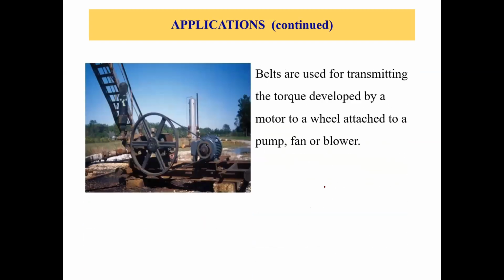Something about belts. We have so many belts in our car, right? We have a timing belt, and other kinds of belts. Belts are used for transmitting the torque developed by a motor to a wheel attached to a pump, fan, or blower. In this picture, you can see that this belt is going like this, and it is transmitting the torque developed by this motor to this wheel. So this is today's topic, wedges and flat belts.